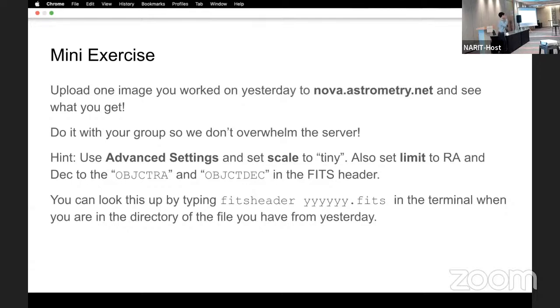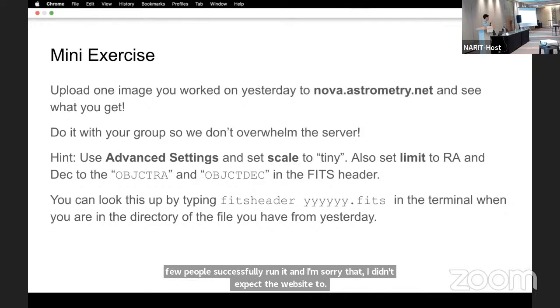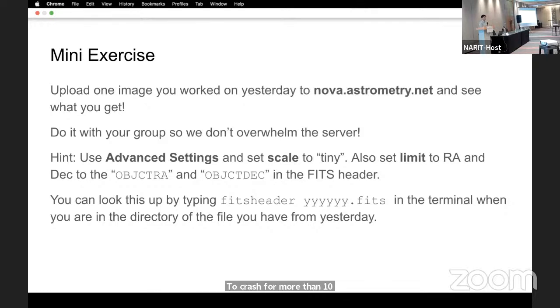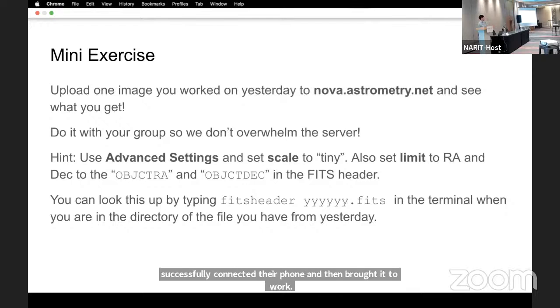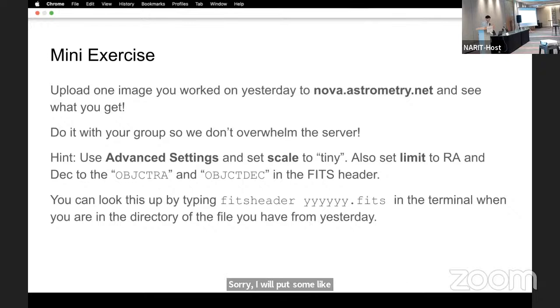All right, in the interest of time, let's move on. A few people successfully ran it, and I'm sorry that I didn't expect the website to crash for more than 10 people. And I think this could be the hotel internet as well. Somebody successfully connected to their phone and got it to work. But sorry for that. I will post some result page on the slide before I share it.